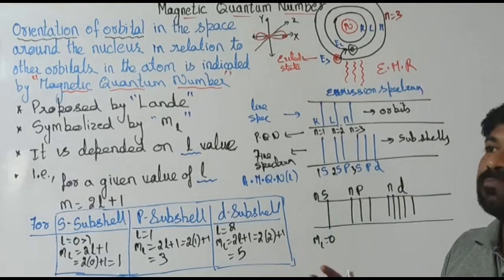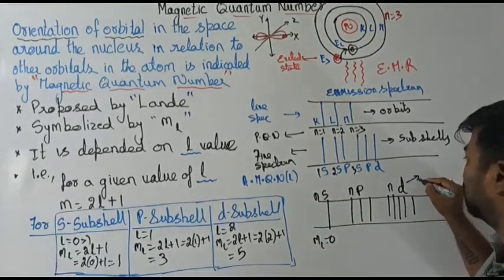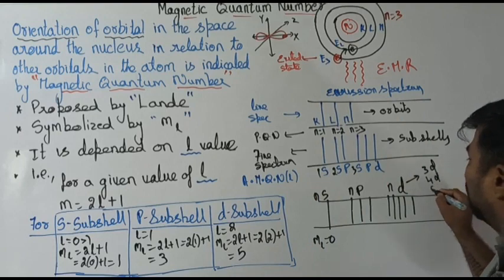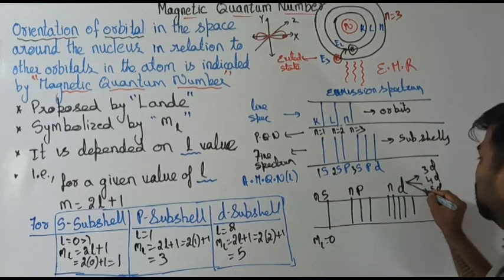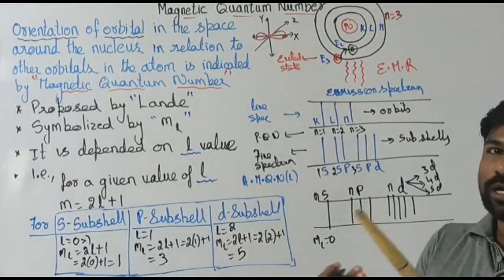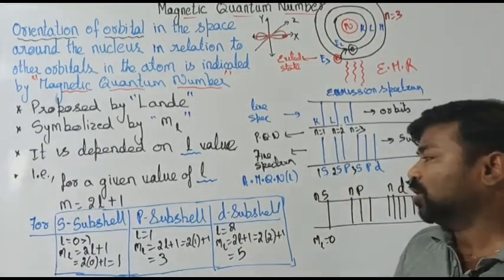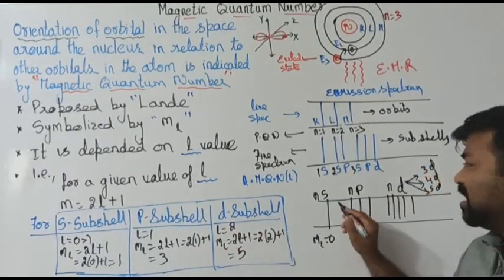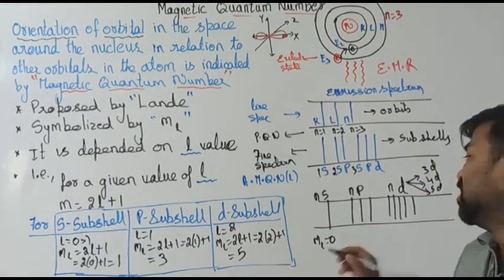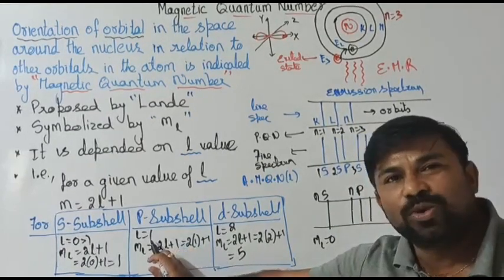D might be 3D, or 4D or 5D, whatever it might be. So how many does it have? It has 5 values. What are those values? We will come to know. Here, as P is having 3 values, what are those? It starts from, what is the L value here?